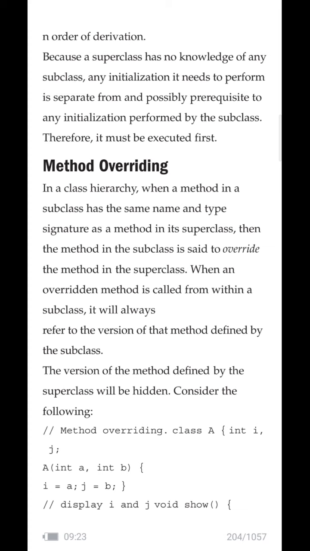In a class hierarchy, in the sense you have to take at least two members, one parent and one child. It should be either simple inheritance or multi-level, whatever. So in a class hierarchy, when a method in a subclass has the same name and type signature as a method in its superclass, getting no? So the method in a subclass has the same name and type signature as that of the method you have mentioned in the superclass. Then the method in the subclass is said to override the method in the superclass.